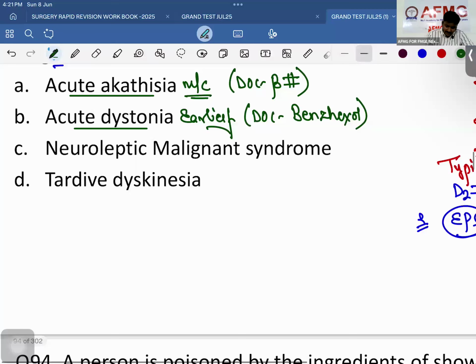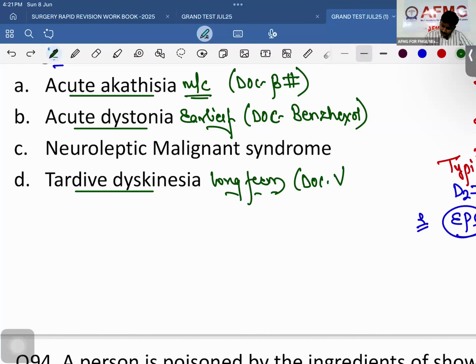Next important is a condition known as tardive dyskinesia. Tardive dyskinesia is a long-term side effect, that is after a few weeks or months, the patient may have some abnormal movements. Those are called tardive dyskinesia. And here the drug of choice will be, anybody? Valbenazine. Valbenazine is the drug of choice. Now, sometimes the patient will also develop a classical triad, that is fever, along with muscle rigidity and elevated CPK levels. Fever, muscle rigidity, and elevated CPK levels is called neuroleptic malignant syndrome. So after taking typical antipsychotic, fever, muscle rigidity, and elevated CPK levels is neuroleptic malignant syndrome.